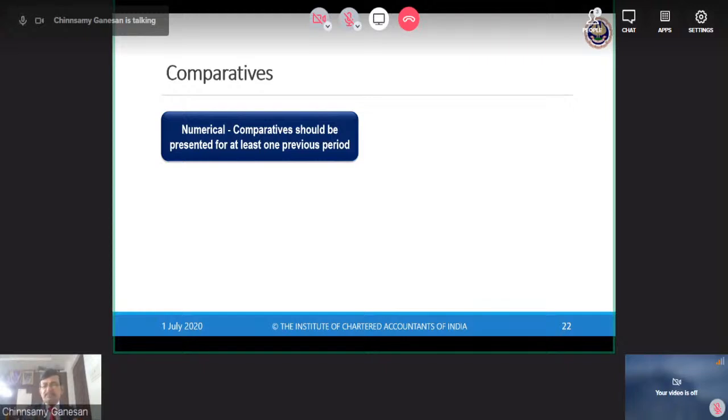So I'm giving one example. When the narrative information is coming in, current year something is not there, but the previous year something has been given as information to the user of the financial statement. It is expected that you give an explanation of what has happened in the previous year so that the user of the financial statement can easily understand what is what. That is exactly the requirement of the comparatives under this particular standard.